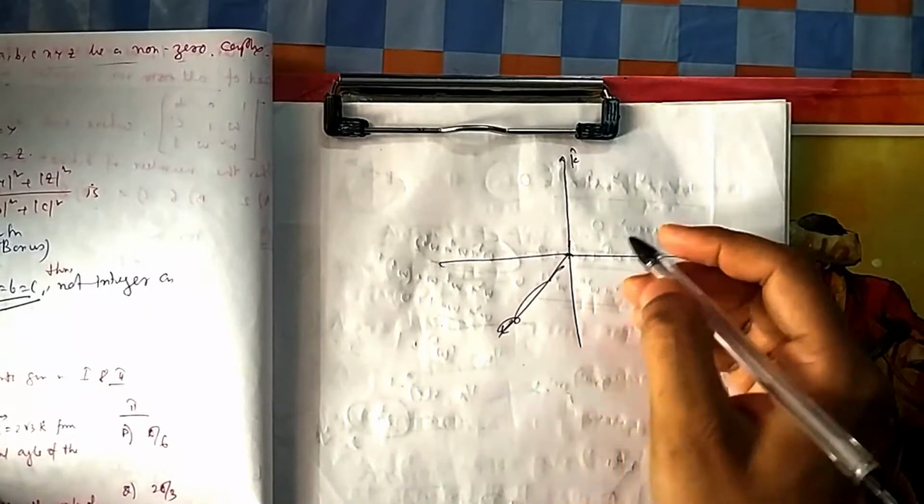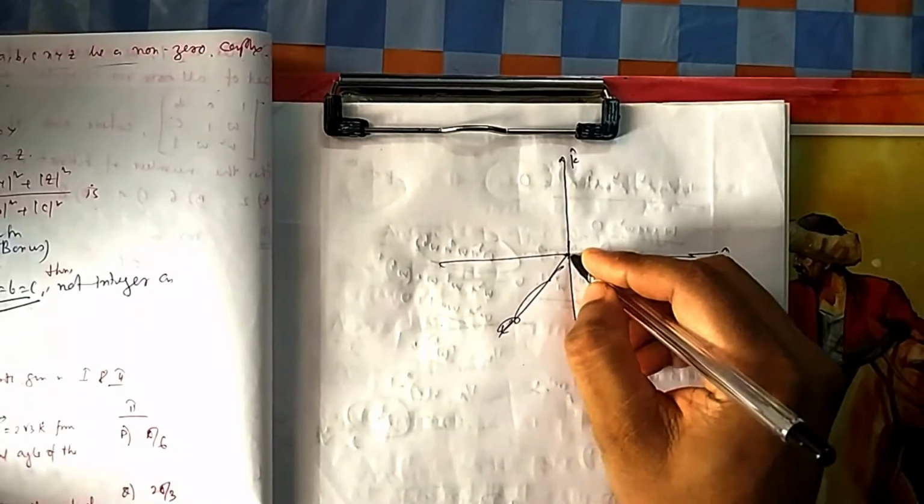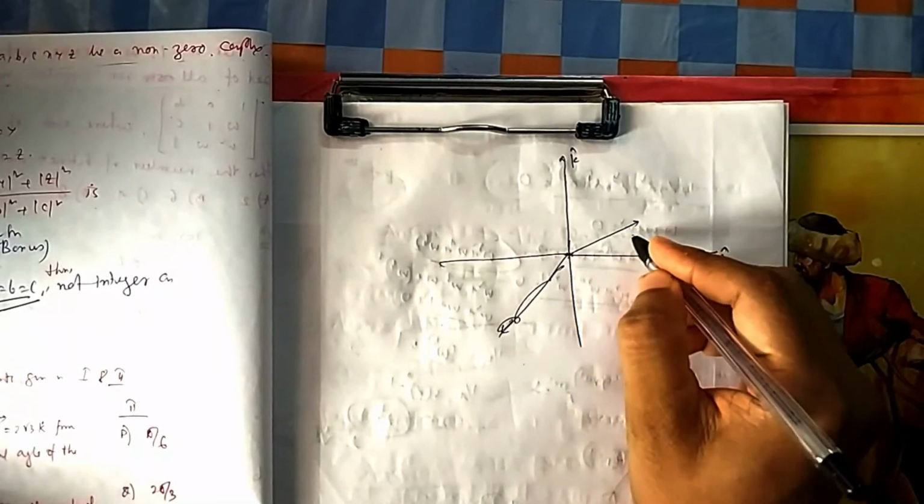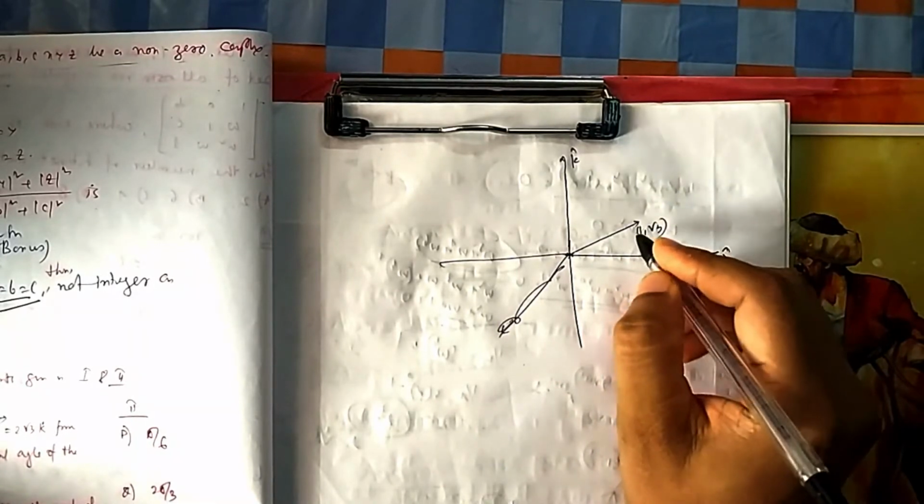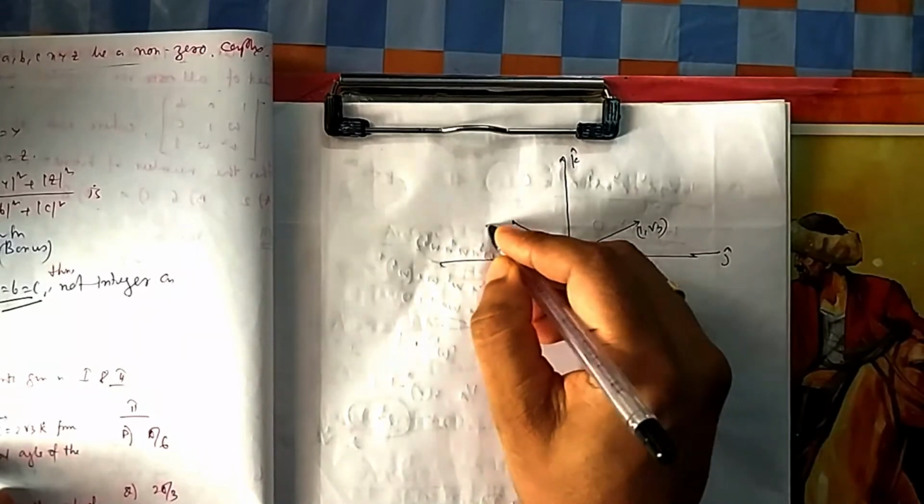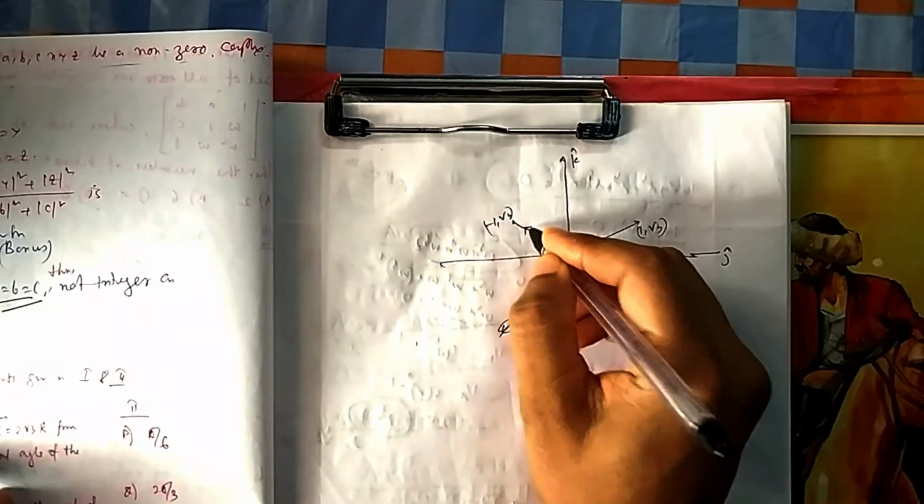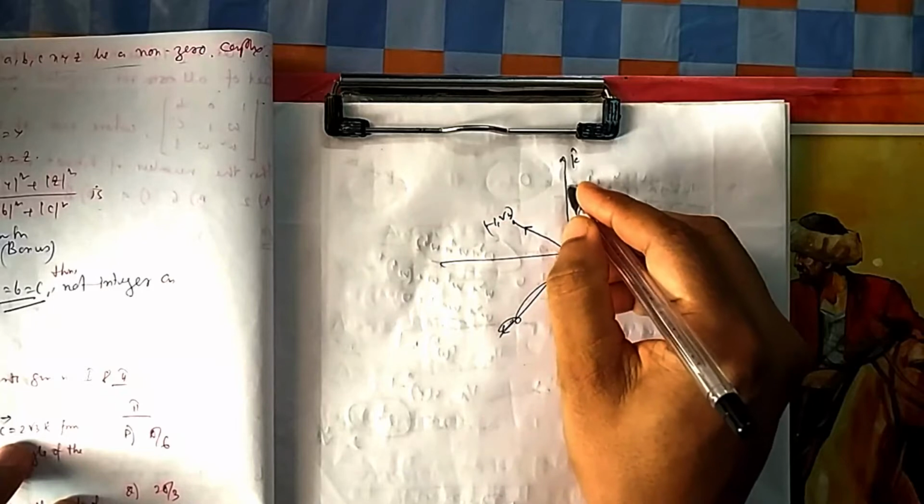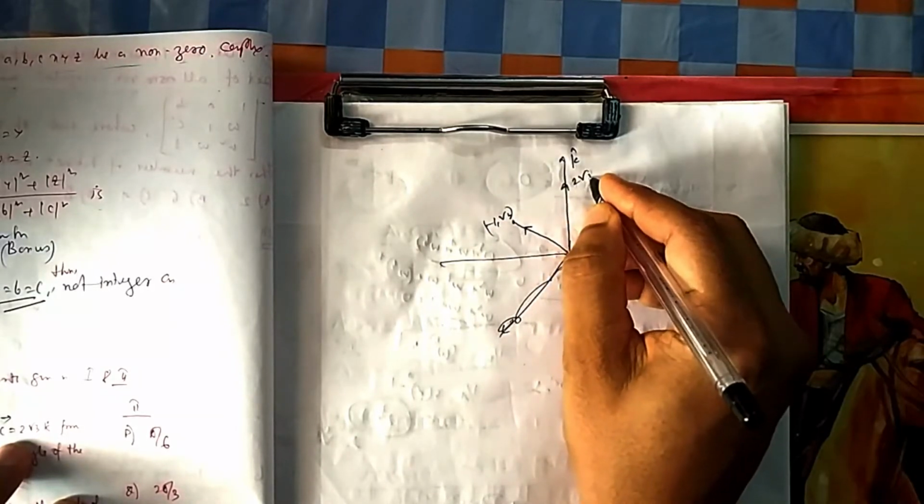First vector is the A vector. That means it is starting from 0, going to 1, comma root 3. So this is 1, comma root 3 it is going. This is minus 1, comma root 3, another vector. And another one is 2 root 3 K. So this is 0, comma 2 root 3.